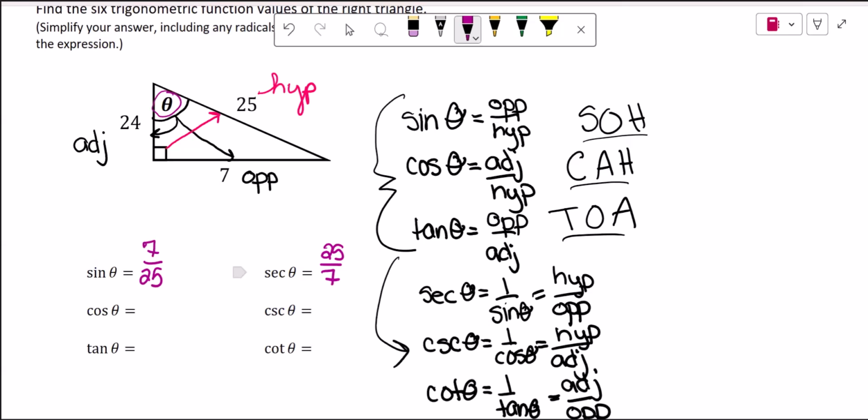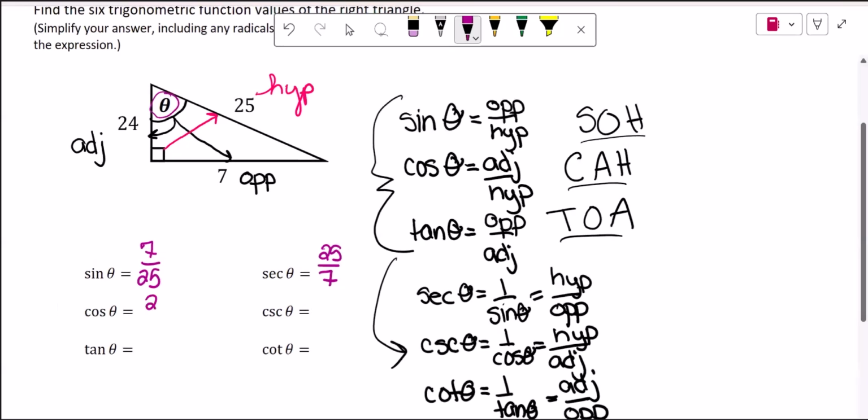Okay, let's look at the cosine. The cosine is the adjacent over the hypotenuse. Remember, we're looking at our theta. Our adjacent is 24, and our hypotenuse is 25. So what's the cosecant? Just flip it. Find the reciprocal. 25 over 24. The last one, the tangent of theta, is opposite, which is 7, over adjacent, which is 24. And that's it. Oh, and then of course the cotangent. That would be 24 over 7. And you did it. Not too bad, huh?